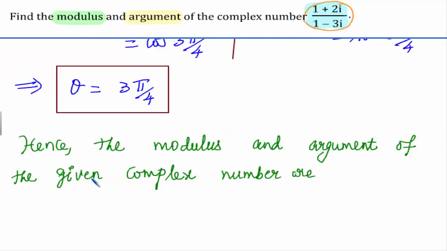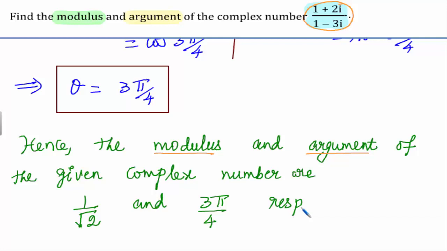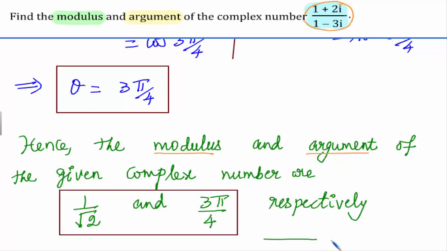Hence, the modulus and argument of the given complex number are 1 upon root 2 and 3 pi by 4 respectively. This completes the solution.